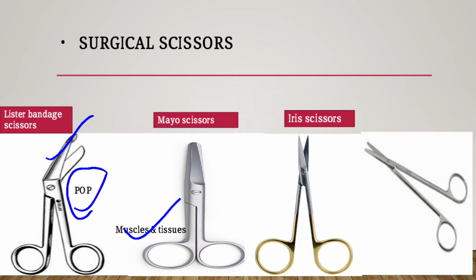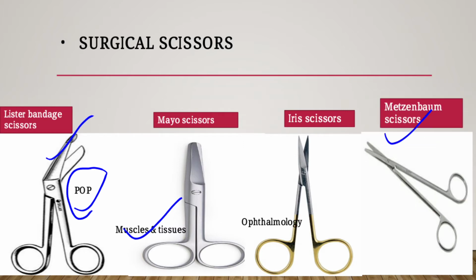Second is Iris scissors. Iris scissors are used for ophthalmology surgery, meaning eye surgery, or other soft delicate tissues. Last but not least is Metzenbaum scissors, which are used to cut or incise delicate and soft tissues.